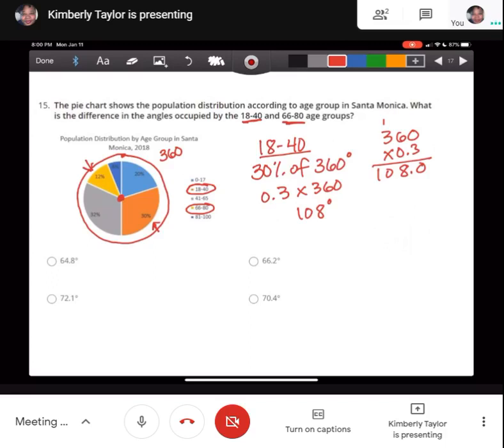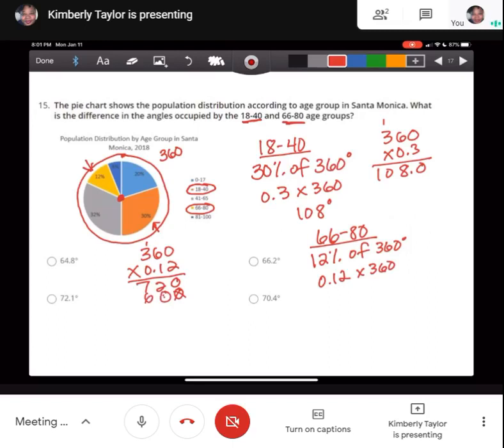Now for the 66 to 80 group, we have 12% of 360 degrees. So this would be 0.12 times 360. So for that math, let's go over here. 360 times 0.12 is going to be 720, a placeholder, then 360, and add it together, you get 43.20. I know it's 2 decimal places because there are 2 numbers after the decimal in the product.